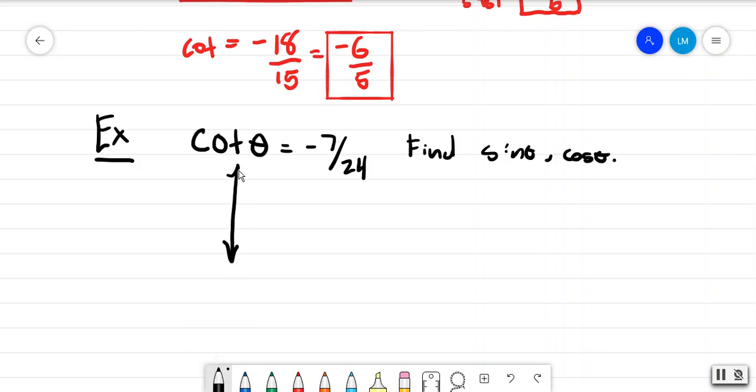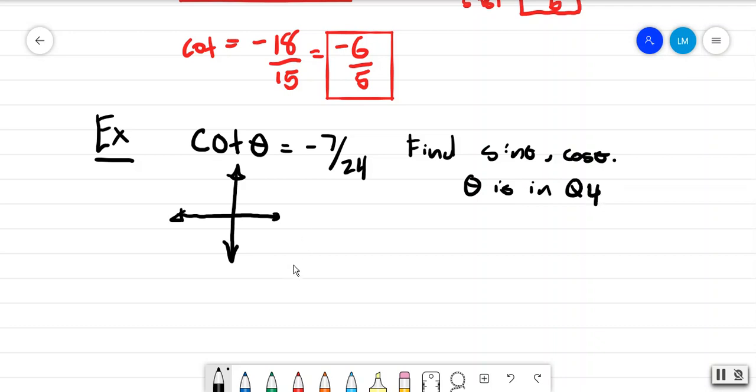So notice that you have that cotangent is negative, but you're trying to find both sine and cosine. Now, cotangent is negative in quadrants 2 and 3. So, quadrants 2 and 4 actually. So notice that in finding sine, we actually don't have enough information technically. So let's just add that theta is in quadrant 4.